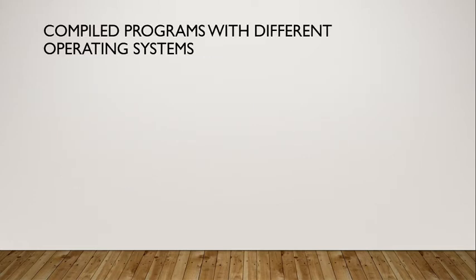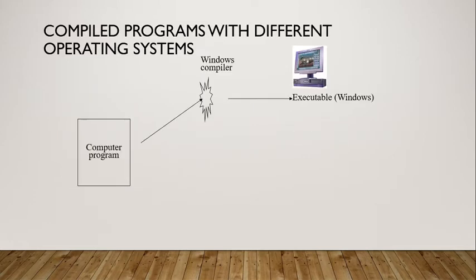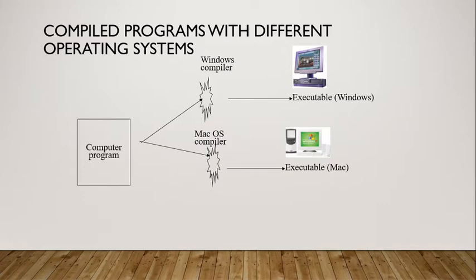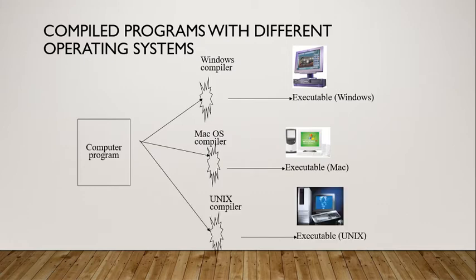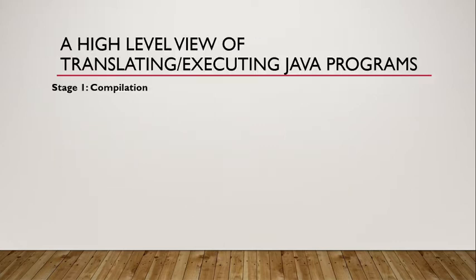Compiled programs with different operating systems. A computer program can be written in any application and can be compiled in Windows, Mac, or Unix operating systems, and can also be executed in Windows, Mac OS or Unix operating systems. A high-level view of translating and executing Java programs.